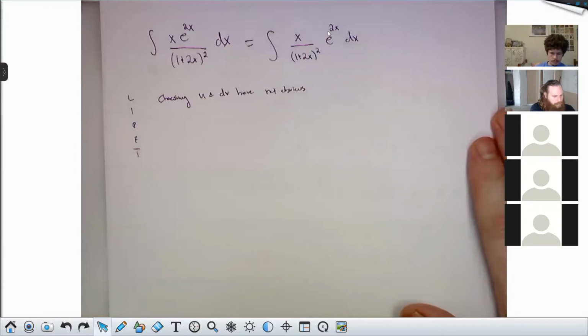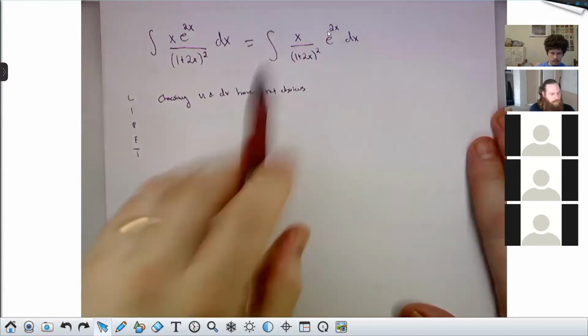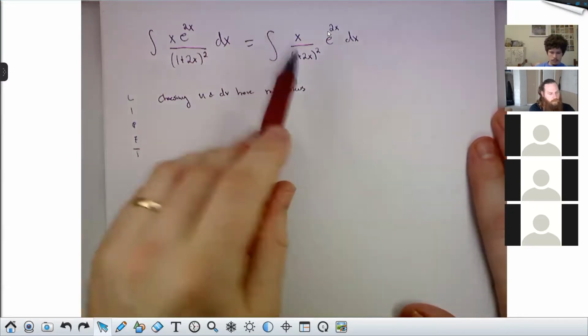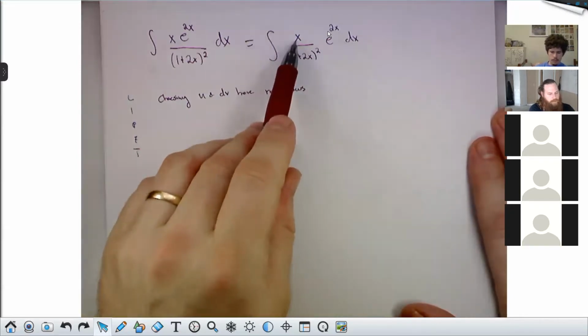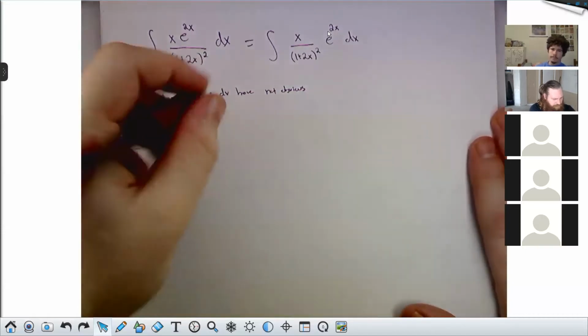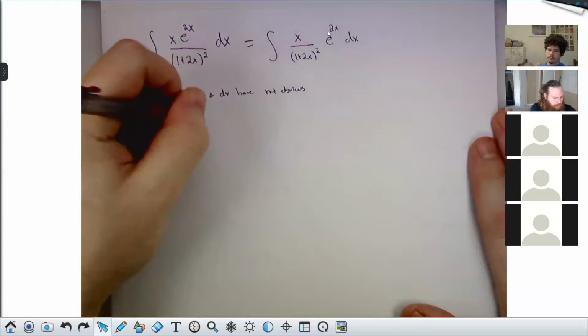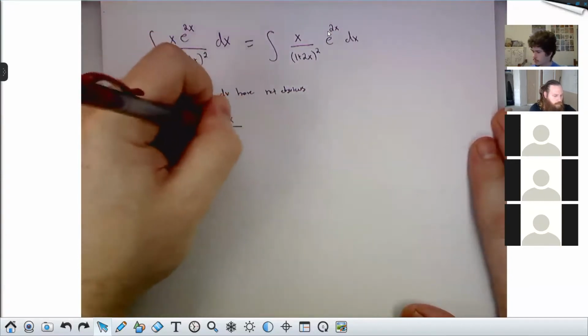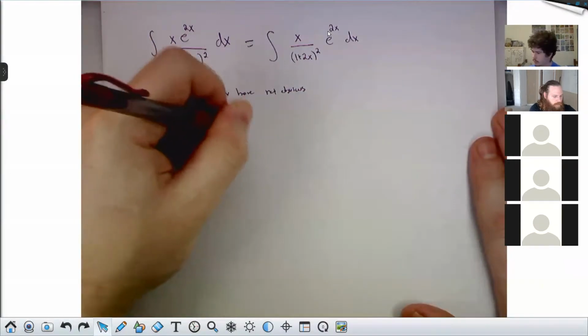I can think of a handful of ways to try and clean this up. Like maybe first we make a little u sub for 1 plus 2x. That would end up rewriting this a little differently and this a little differently. It might make things easier to see. But just for fun, let's look at both the derivative and antiderivative of x over 1 plus 2x all squared.